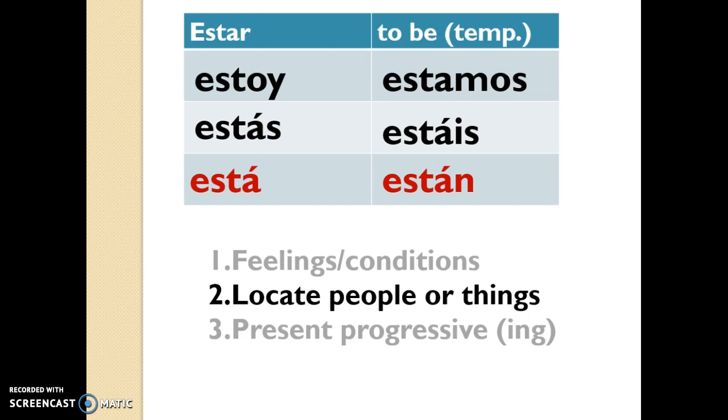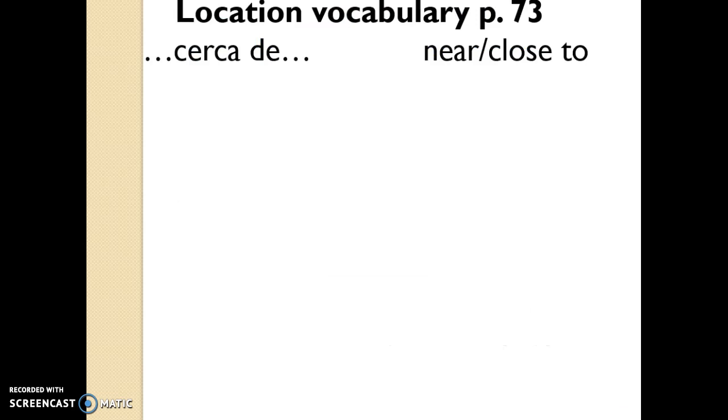So since we are locating people or things, you can use any of the forms of the verb, but because we're going to be talking about locations of cities and places in the city, we're going to be using the bottom two, está and están, for it singular or it plural, because we are going to be locating things for this particular unit. All right, on page 73, there are some location vocabulary words. So you need to know these phrases so that you can tell me where the book is, where the park is, where Mrs. Qualley is.